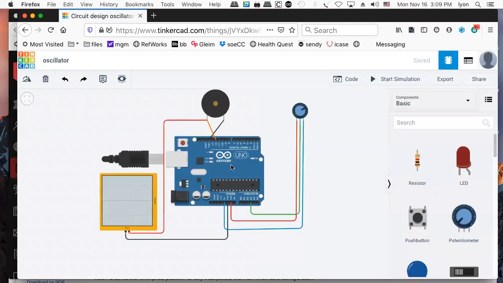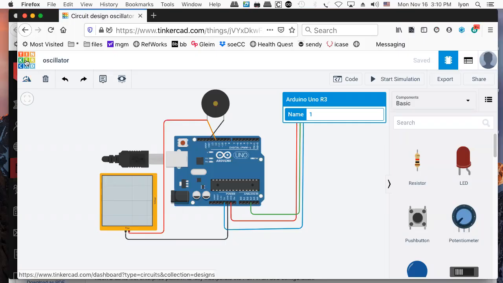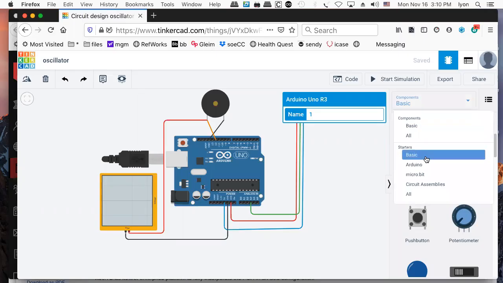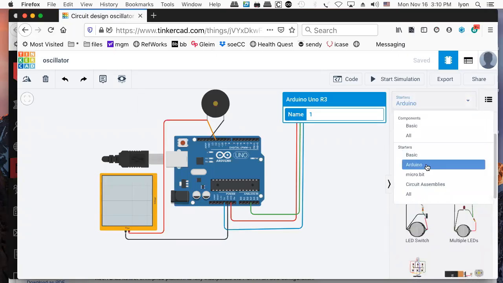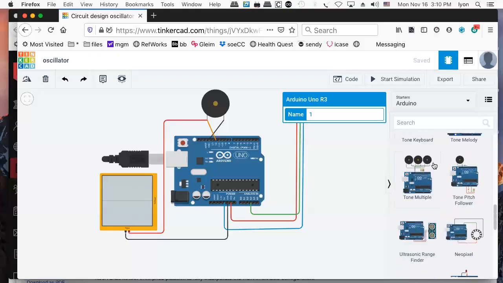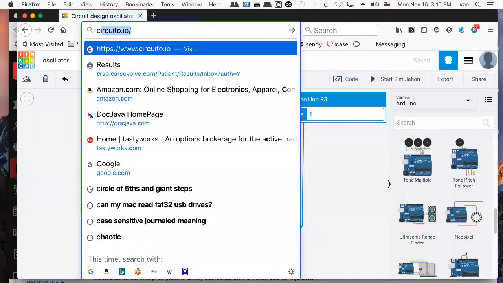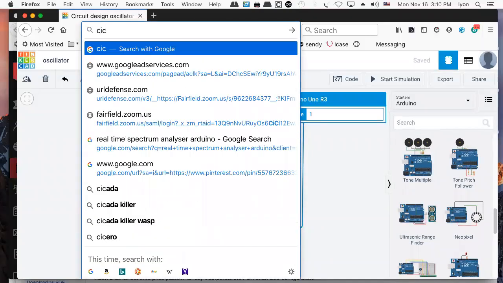So here's the Arduino. Now what we'll do is take a look and see, can we replace this with a different CPU? Right. So if I look for basic CPUs, do they have Arduinos here? Basic Arduinos? No. I'll do it with this one. Sorry. I'll go to Circuit IO.